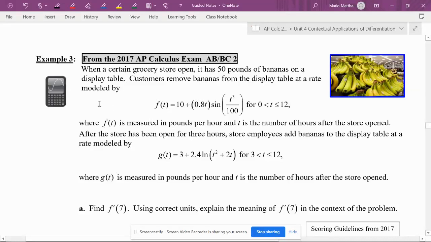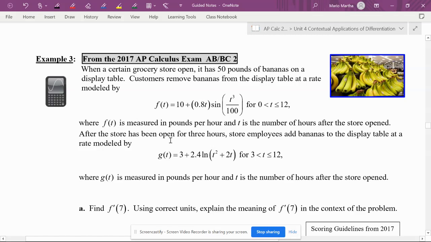So this would be 4.3 part 2, example 3, from the 2017 AP Calculus exam AB/BC 2. When a certain grocery store opened, it has 50 pounds of bananas on a display table. Customers remove bananas from the display table at a rate modeled by f of t equals 10 plus 0.8t times sine of t cubed over 100 for t between 0 and 12, where f of t is measured in pounds per hour and t is the number of hours after the store opened.